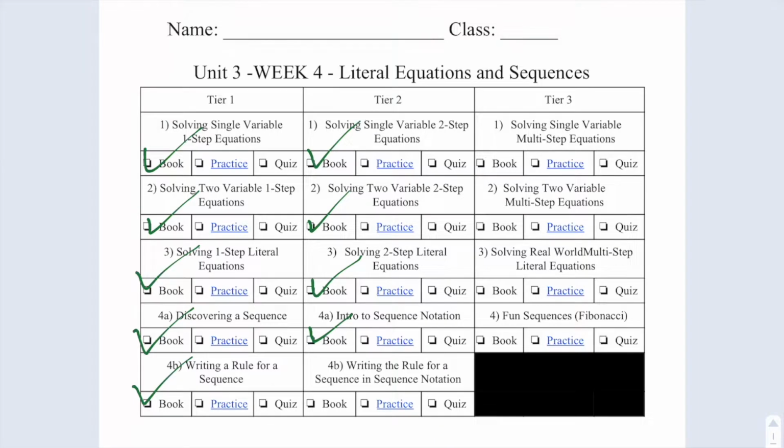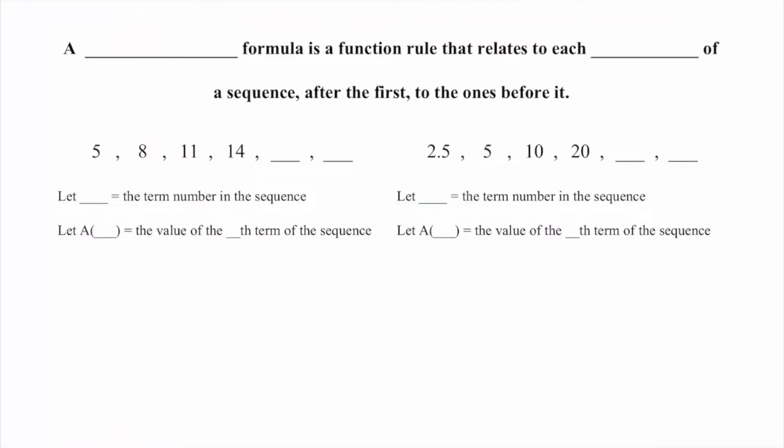Hello Algebra 1 students, we are in week 4 of our function booklets, literal equations and sequences. We are in tier 2, lesson 4b, writing a rule for a sequence in sequence notation. So let's check off our booklet. Here we are in tier 2, lesson 4b, writing a rule for a sequence in sequence notation.